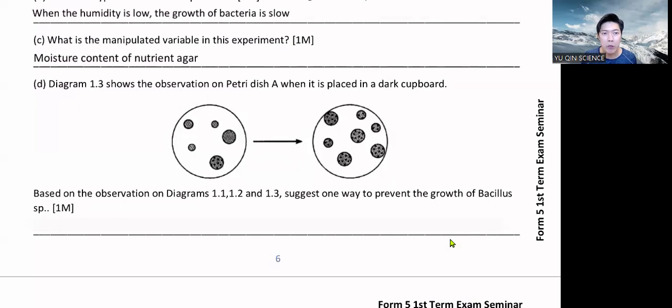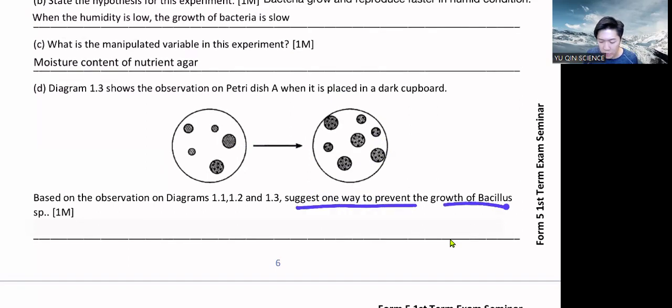Okay, question D. Figure 1.3 shows the observation of petri dish A when it's placed in a dark cupboard. So we're talking about light now, light intensity. Based on the observation, this is one way to prevent growth of it. Oh, in the dark, they like it a lot, right? You can see in the dark they go party, like woohoo. So the question says, based on the above, one way to prevent, huh? I thought you just showed me they like it in the dark. Now you ask me how to prevent. Oh, opposite lah. That means it has to be a sunny area, then they don't like it. So how to prevent growth of bacteria? Put it under the sun.